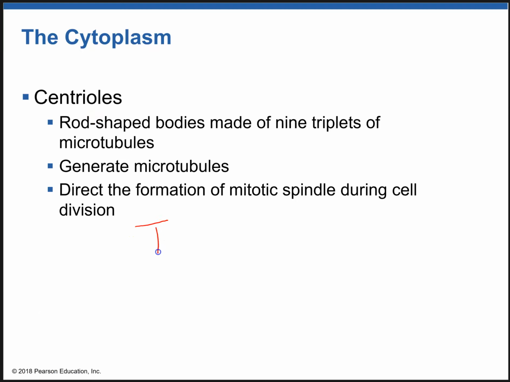So tubulin proteins make up centrioles, and they help in formation of the mitotic spindle during cell division. So these are the thread-like structures I was talking about. So keep the word centrioles in mind because you will come across this word when we talk about cell division again.